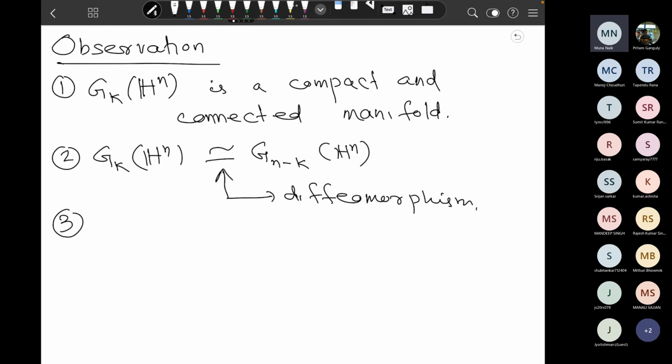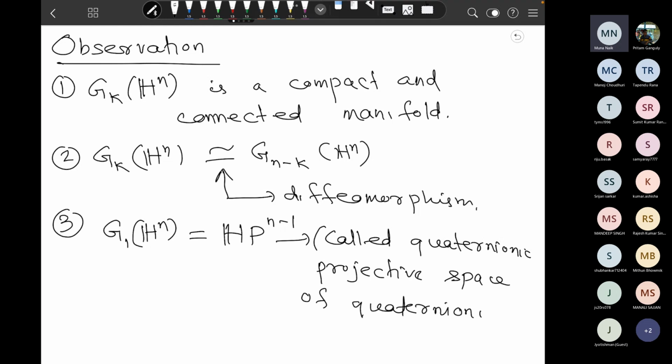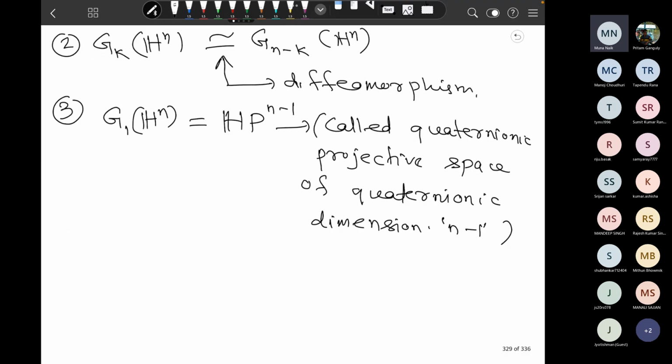Third thing is G_1(H^n) is equal to, this is written as HP^{n-1}, and this is called quaternionic projective space of dimension n minus 1, but that is always quaternionic dimension. Nobody says quaternionic dimension. Okay, I am just writing this thing for clarification.